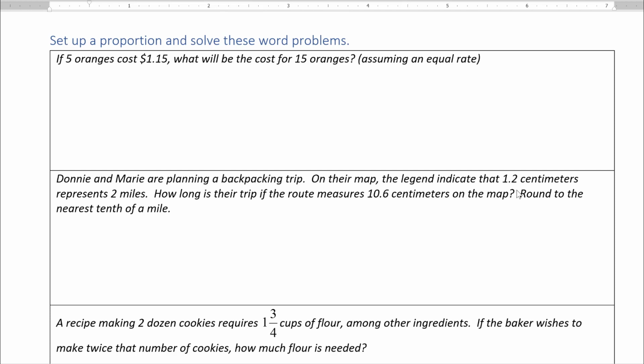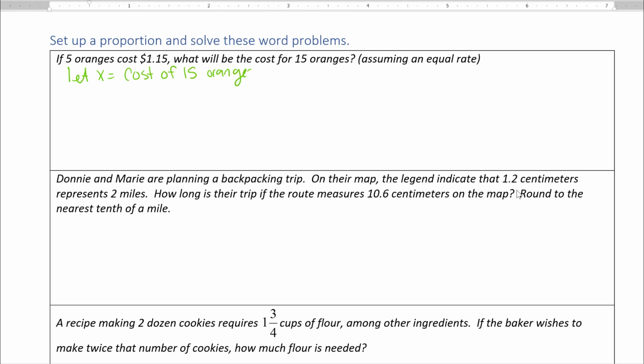Okay, next we're going to set up a proportion for these word problems and then solve the word problems. So we're going to need to set up a fraction equals a fraction, or a ratio or rate equals another ratio or rate. So if 5 oranges cost $1.15, what will the cost of 15 oranges be? So we're going to let x equal the cost, the thing that we're looking for, which is the cost of 15 oranges.